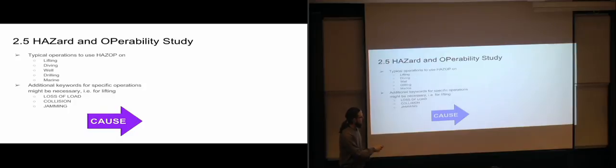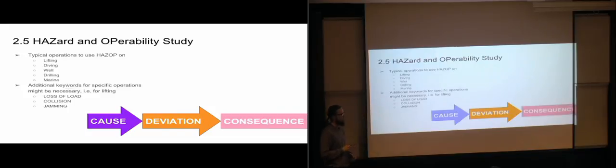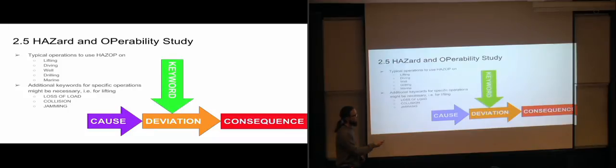So what you do is look at the causes, and the causes will create a deviation, and the deviation will lead to a consequence, but your keyword is meant to show you what the deviation could be. And by using a keyword to figure out what the deviation could be, you can easily, or not necessarily easily, but more easily, identify the cause and the consequences of that deviation.